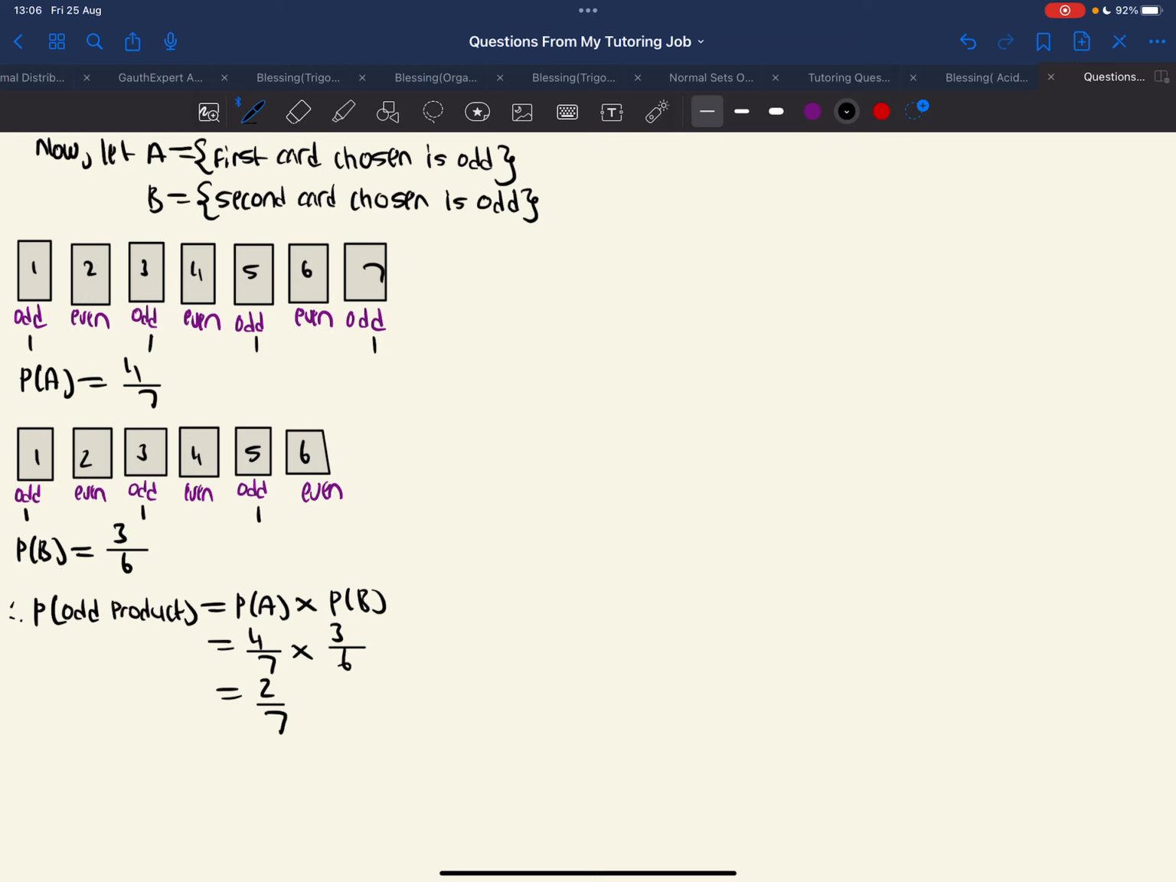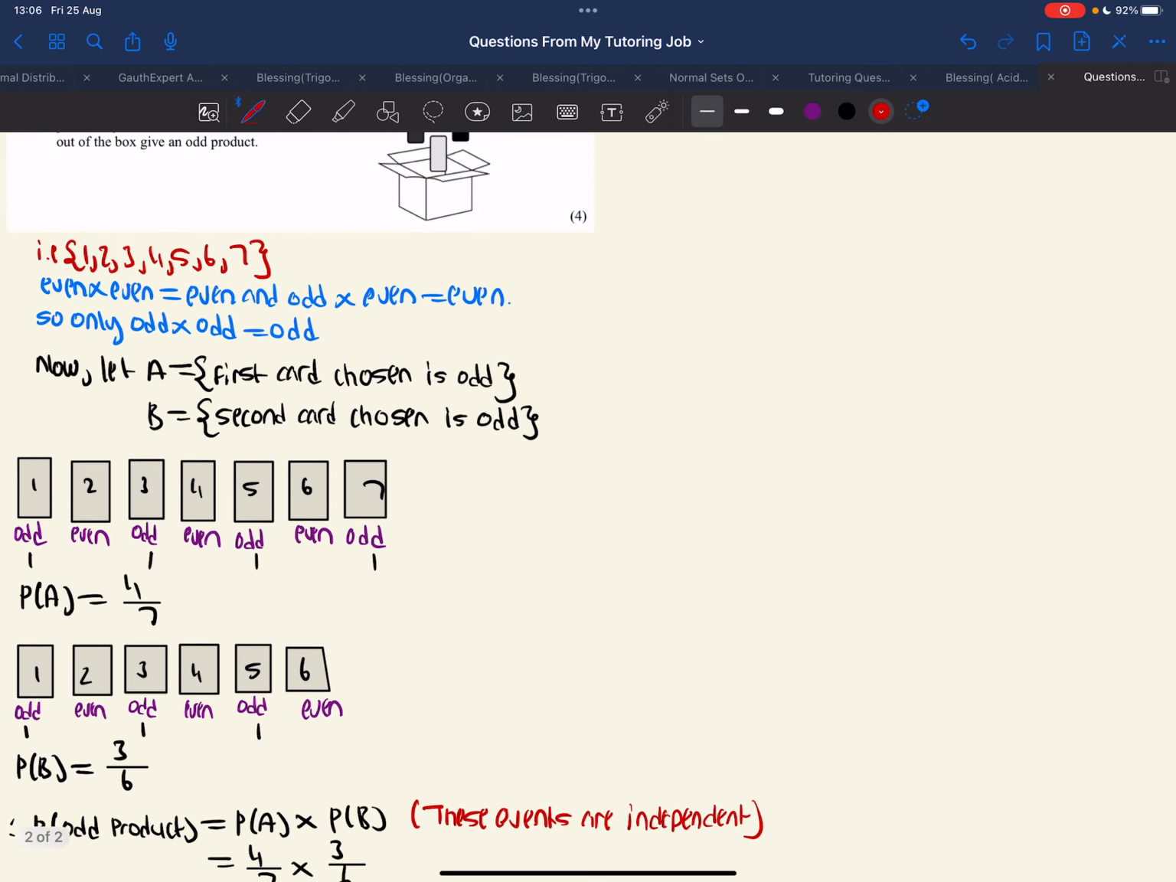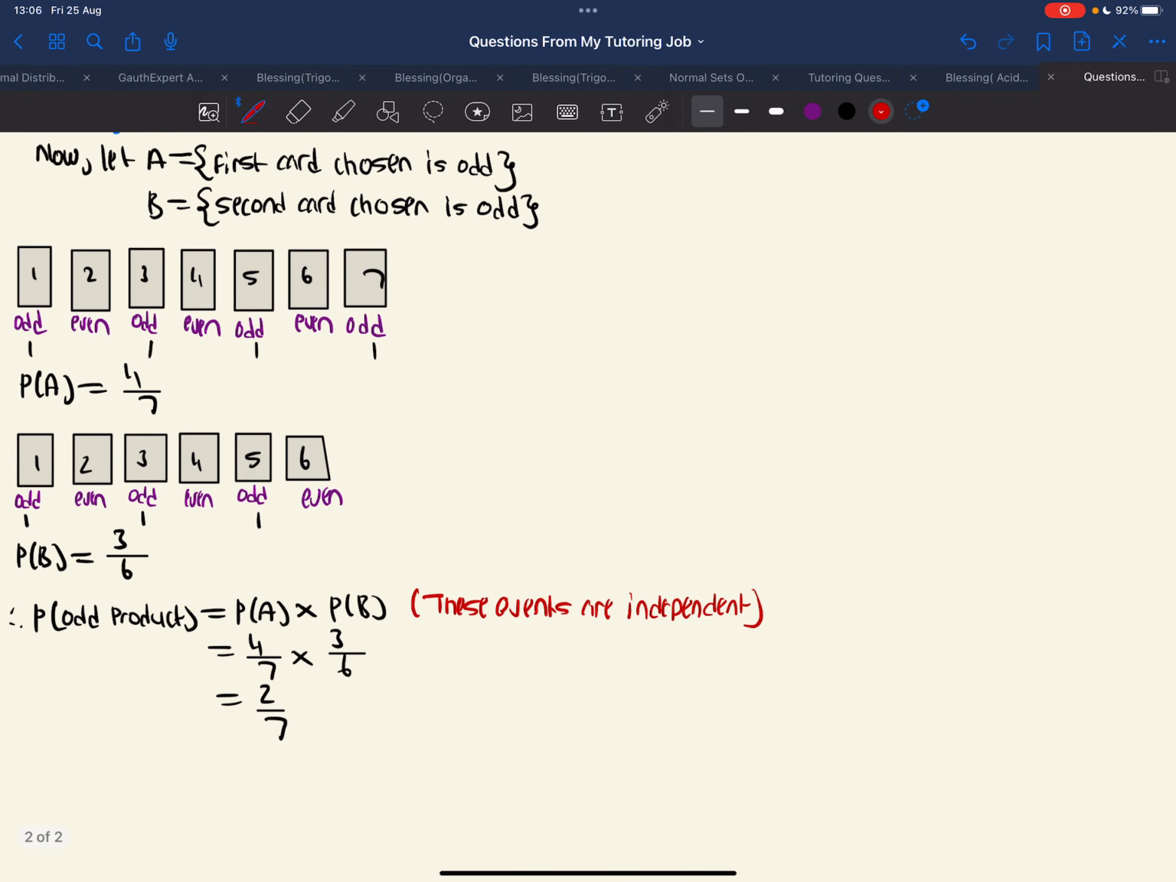But another thing that I want you to get is that both of these events are not independent. Okay, but the answer that we're actually looking for in this whole question is 2 over 7.